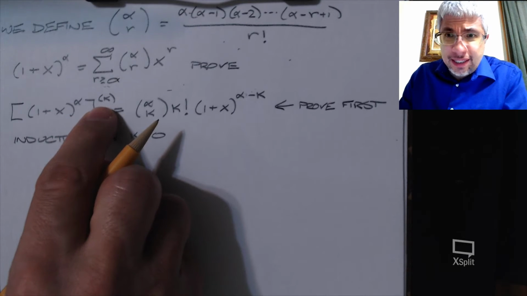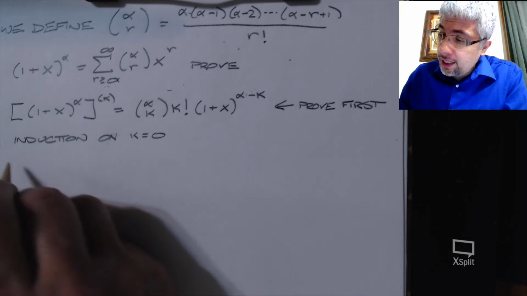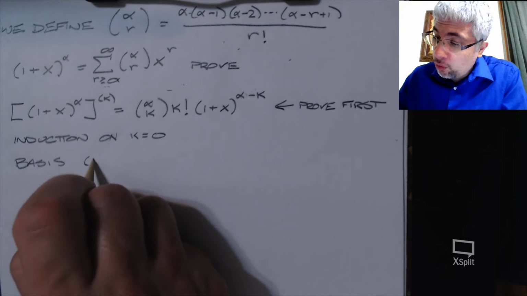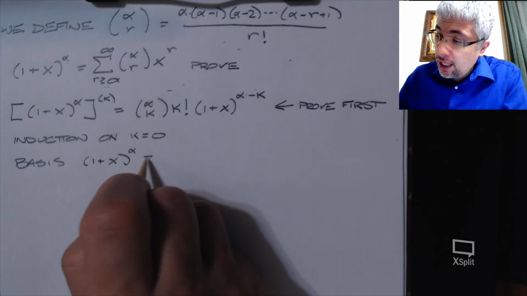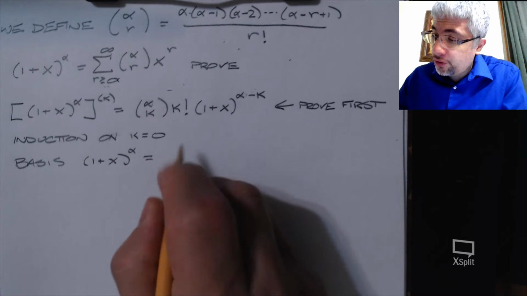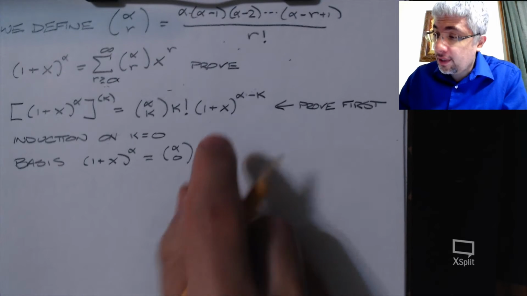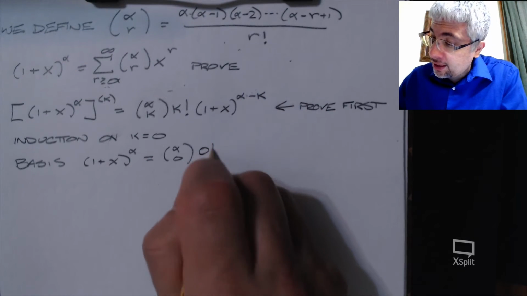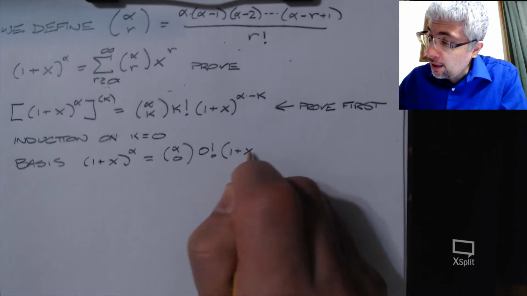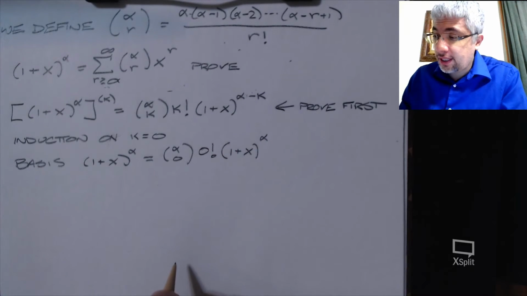Okay, so what's the case where we have 0? So that means we're taking the 0th derivative here. We're not taking the derivative at all. So when k equals 0, on the left-hand side, I'm just going to get (1 plus x) to the alpha. And on the right-hand side, remember k equals 0, so I'm going to get alpha choose 0, which is just going to be 1. I'll talk about that in a second. Times 0 factorial. And now I get 0 for k, so that's just alpha.